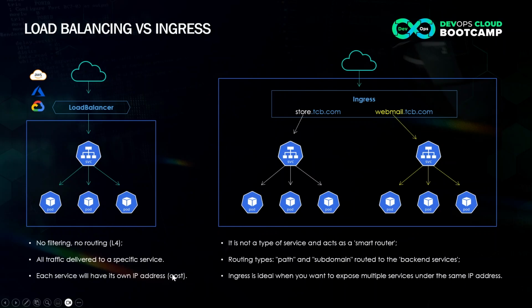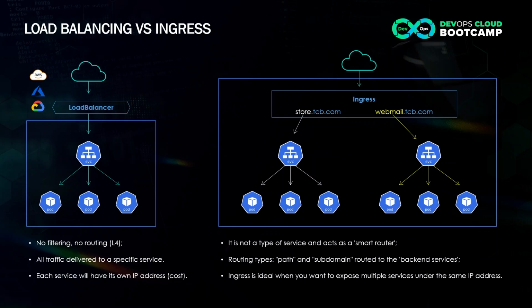It's important to note that Ingress is not a type of service in Kubernetes. Instead, it acts as an intelligent router, forwarding external traffic internally to the appropriate cluster IP services. Ingress provides advanced routing capabilities, such as path-based or subdomain-based routing, as we discussed in the previous slides. This enables flexible, efficient, and centralized management of all incoming requests within your Kubernetes cluster environment.